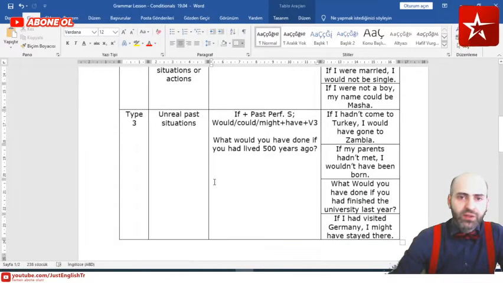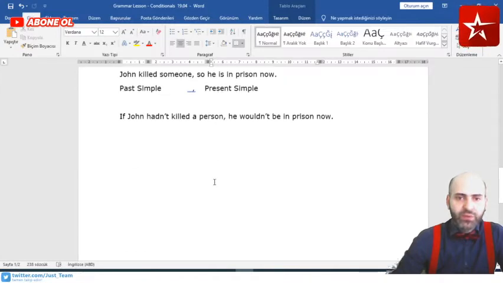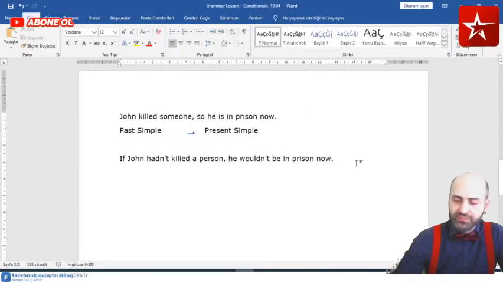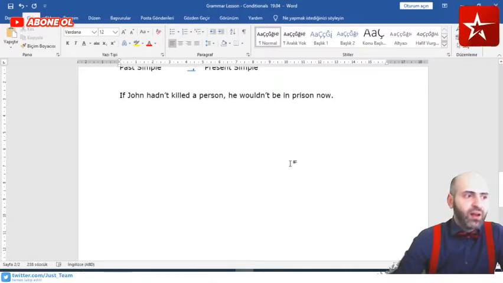Now I will give you another example and we will discuss another situation. We have also one different type of mixed conditional, and usually it is a little bit difficult to understand for some people and for some students. That's why I try to use this example, because with this example it becomes easy to understand.